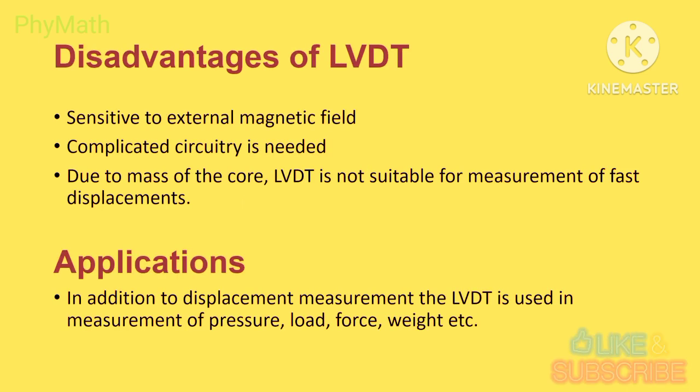Now, what are the different disadvantages of LVDT? First, it is sensitive to the external magnetic field. Second, complicated circuitry is needed. And third, due to the mass of the core, the LVDT is not suitable for the measurement of fast displacement. Meaning if the displacement of the core is fast, then it is not able to measure the fast displacement using the LVDT.